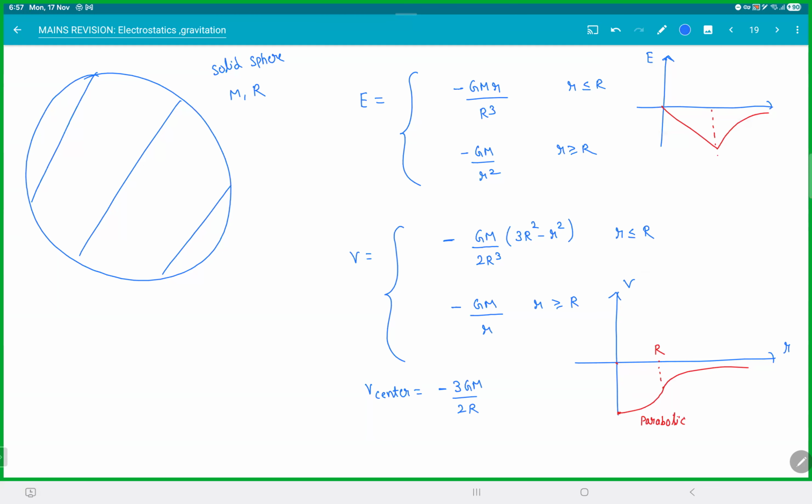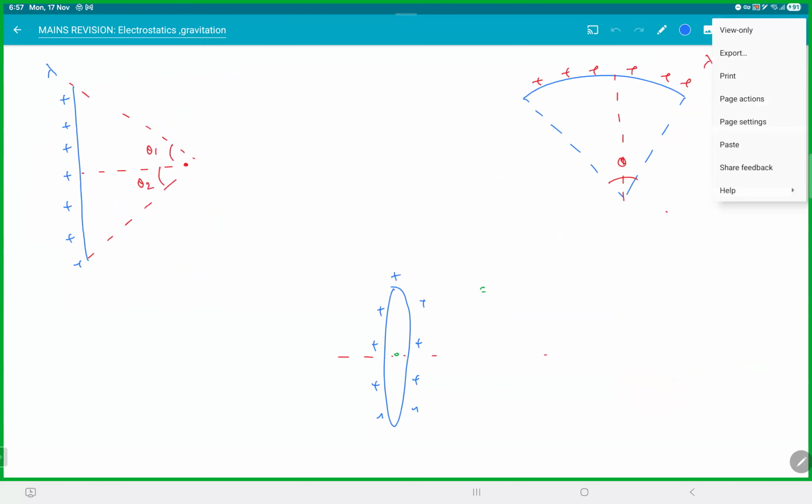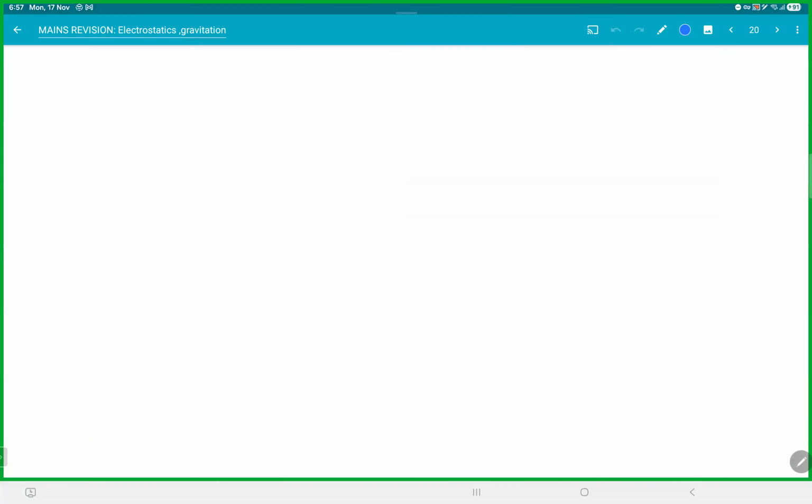Clear with that? All clear with this? So if that is the case, let's do a problem on this.